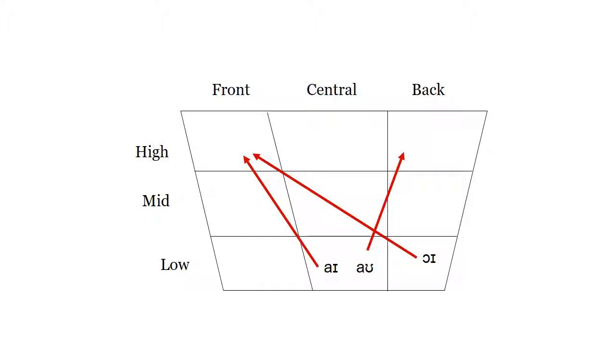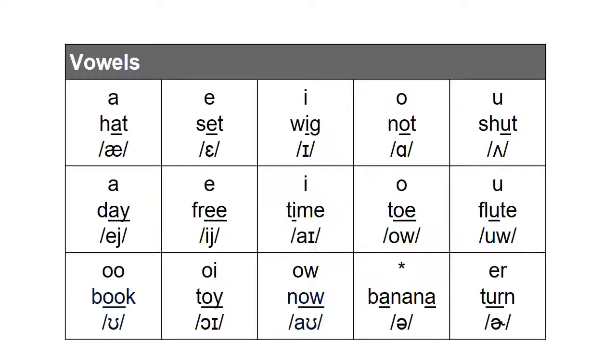We also have three more sounds that are considered diphthongs. Diphthongs are sounds that begin in one part of the mouth and end in another. So along from left to right there we have the I, ow, and oi sounds, and you can feel your mouth changing shape as those sounds are produced. So there are our vowel sounds in English.